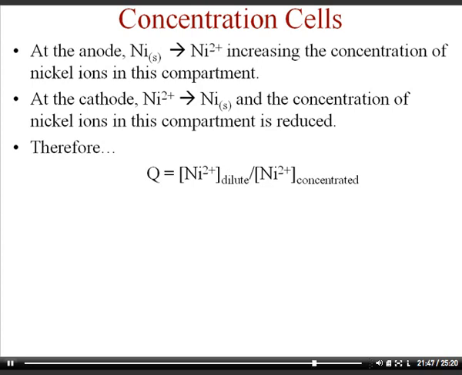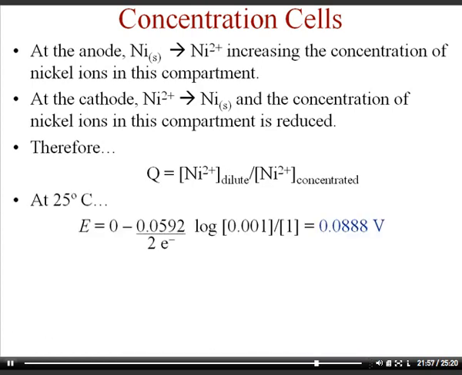So basically what that means, in a nutshell, is that you're going to take the diluted solution's concentration divided by the concentrated solution. So you always do dilute divided by concentrated. So you're going to do the 0.001, which was our example on the previous page, divided by 1, and you'll get the 0.0888 volts. So it's always dilute over concentrated, which is, again, the product over the reactant.